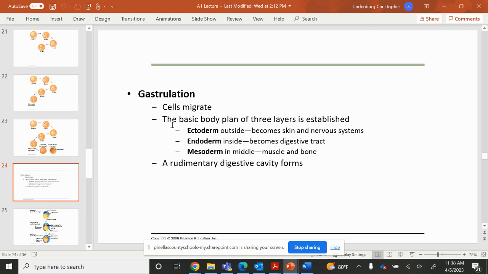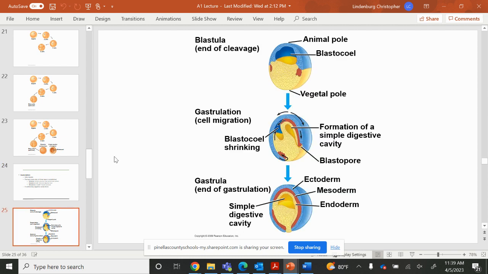In gastrulation, we'll keep it real simple. All this means is that your cells start to move to different positions. They migrate. And as they migrate, they start to make a basic body plan for you. So you have basically three layers to your body: the outsides, the insides, and the in-between. The outside means your skin and your nervous system. The inside would be your gut. We technically call that the outside as far as exocrine functioning, but that's okay. And the in-between is all the other organs, muscles, and bones. And you start to make a basic, rudimentary digestive cavity. That's gastrulation.